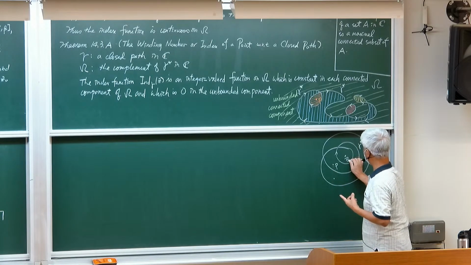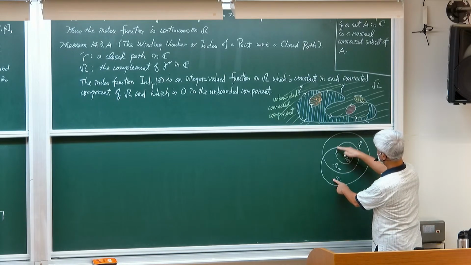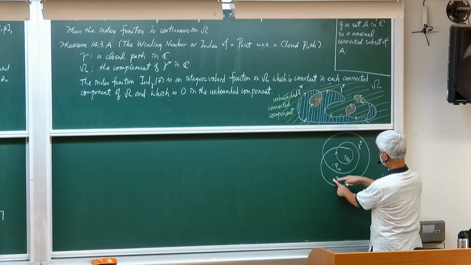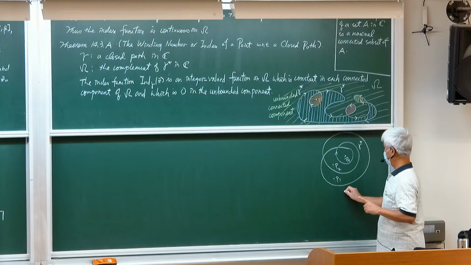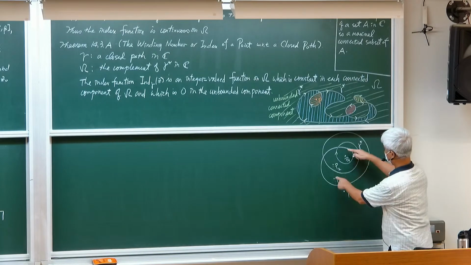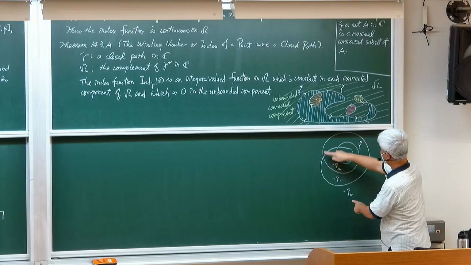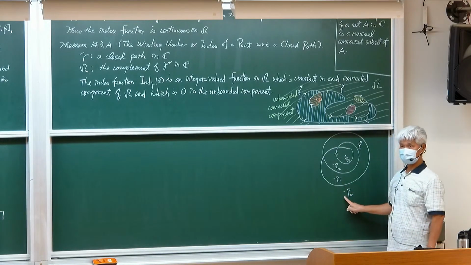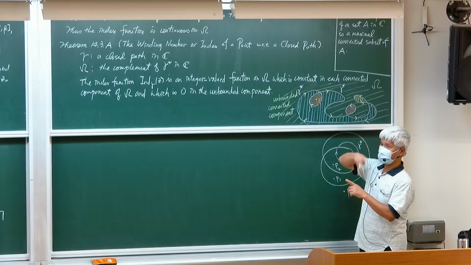Maybe I will call these P3, P2, P1. For P1, there's no effect. There's no winding about P1. But the last round, you have winding. So the winding number will be 1. But the point P0 here, if you trace out, there is no winding over P0. So the winding number is 0 for P0. Okay, so this is the meaning of winding number.